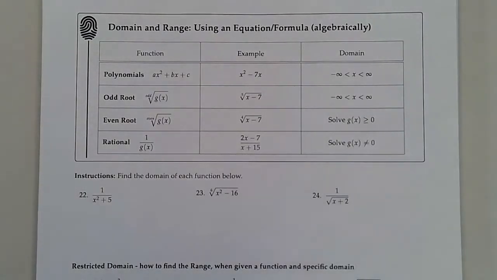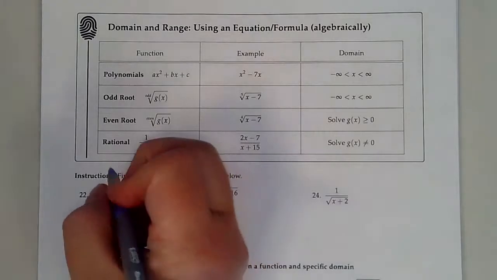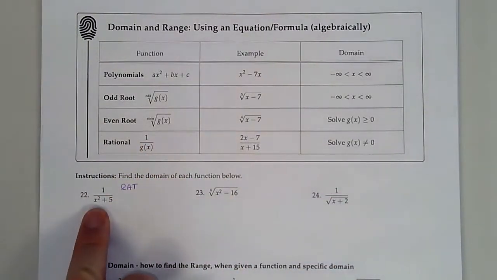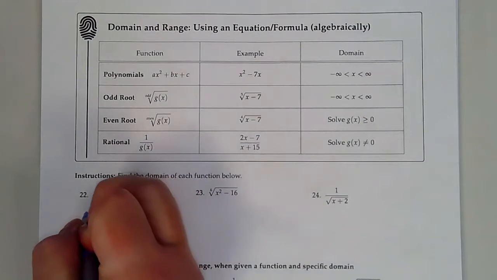All right, let's look at three more interesting problems that have a little more work or a little more thought process to them. Number 22, 1 over x squared plus 5. So this is a rational function. And that means we know that x squared plus 5 cannot equal 0 for our domain.